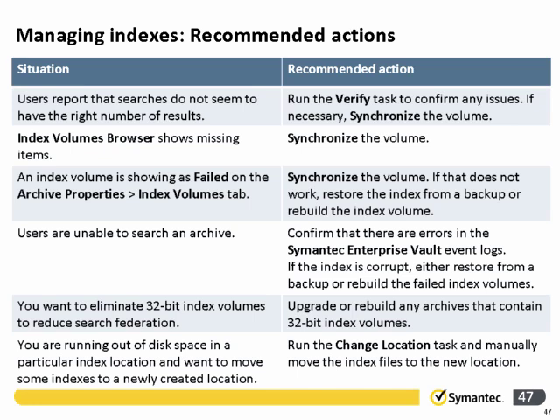If users are unable to search an archive, see if there's any errors in the Enterprise Vault event logs. If an index is corrupt, then either restore it from a backup or run the rebuild task. If you want to eliminate all of your 32-bit index volumes to reduce that search federation process, you can run the upgrade task, which will rebuild any archives that contain the 32-bit indexes, or you can actually manually run the rebuild, which will also do that.